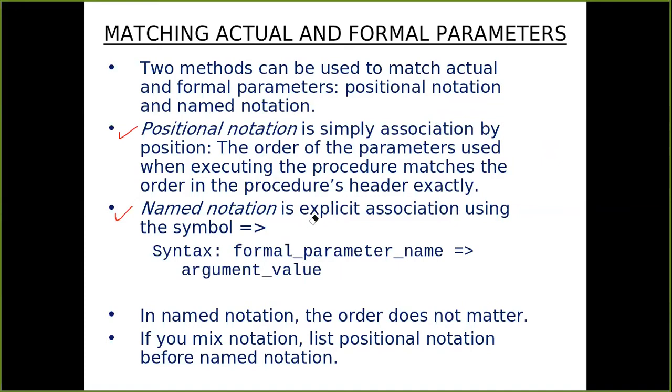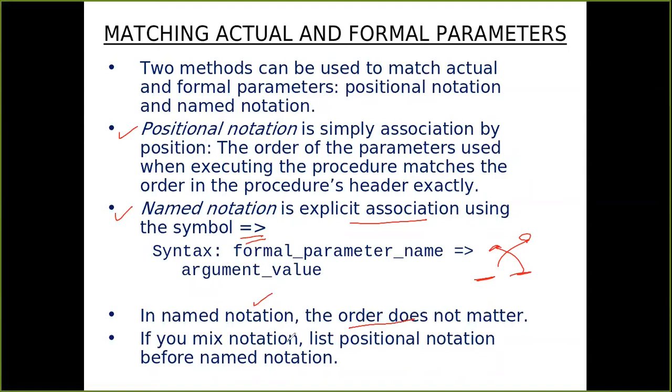Second, you can specify the name also. You want to pass this value to which parameter name, so accordingly you can have named notation, where you can explicitly associate the formal parameter with the actual parameter. You have to use the equal to and greater than symbol. You will write it like this: formal parameter => argument value. In named notation, the order does not matter. You can pass the first value to the second parameter and the second value to the first parameter. So ordering does not matter in the named notation.